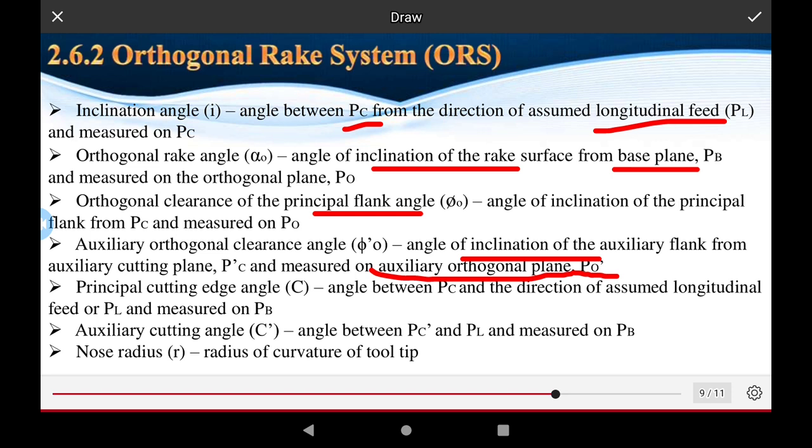The principal cutting edge angle is C. The angle between the PC and the direction of longitudinal feed, and PL is measured from the PB value. Auxiliary cutting edge angle C naught: the angle between the auxiliary cutting plane and the longitudinal plane, measured from the base plane. Nose radius R is the curvature of the tool's tip.